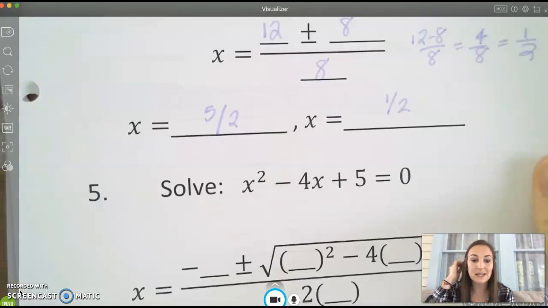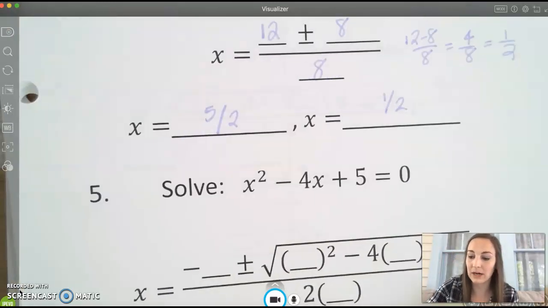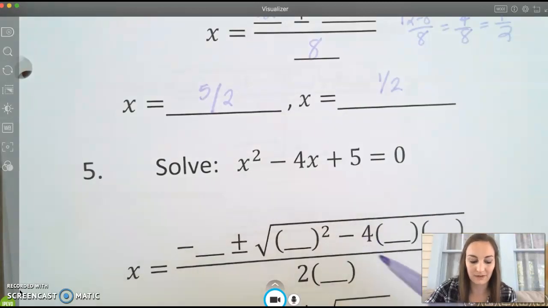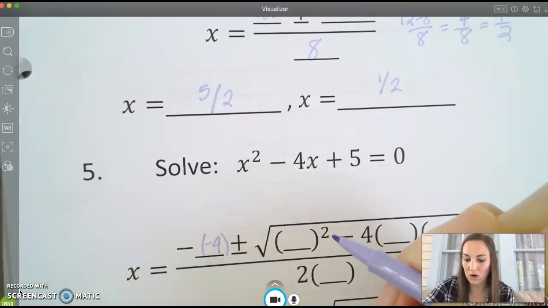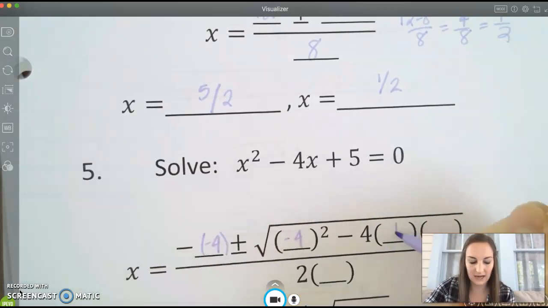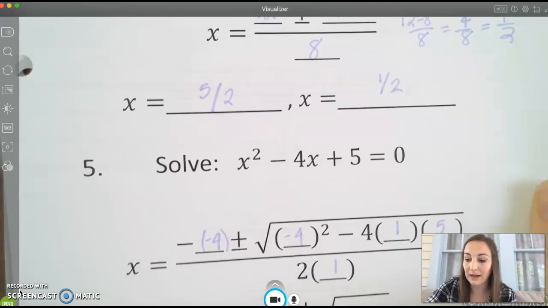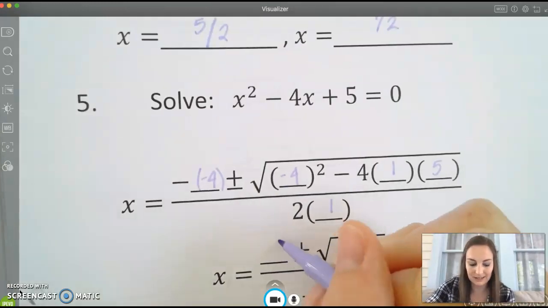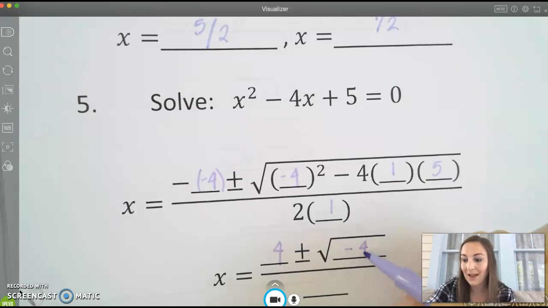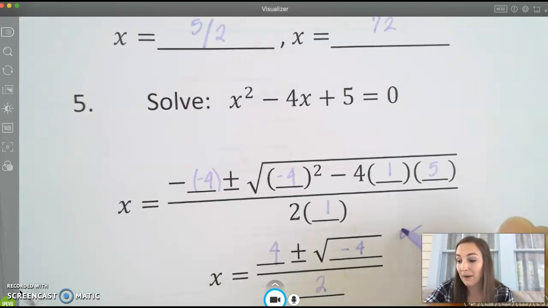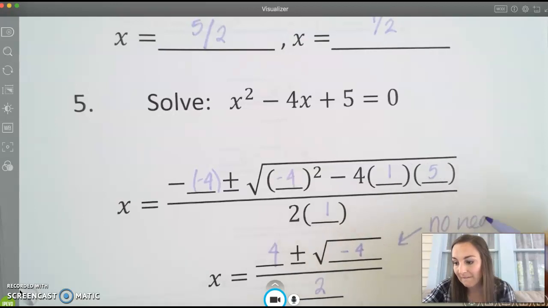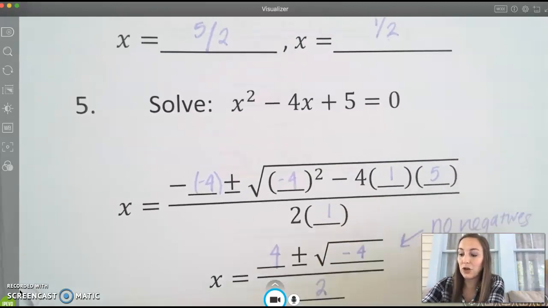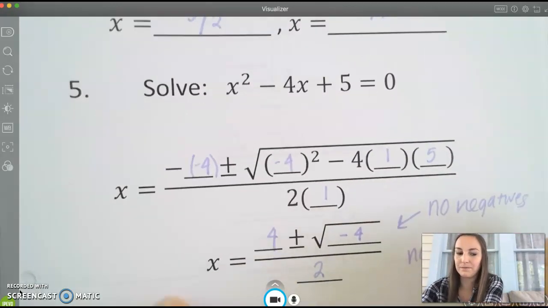So our last example here, x squared minus 4x plus 5. So I have negative 4, 1, and 5 all over 2 times 1. When I simplify what's under the radical, I get 4 plus or minus the square root of negative 4 over 2. We can never have a negative number under the square root, so no negatives, which means no solution here.